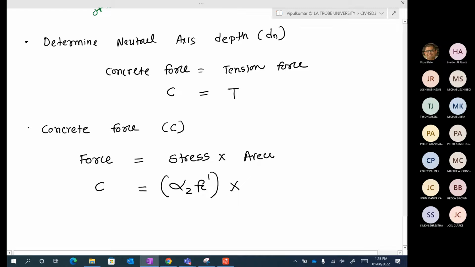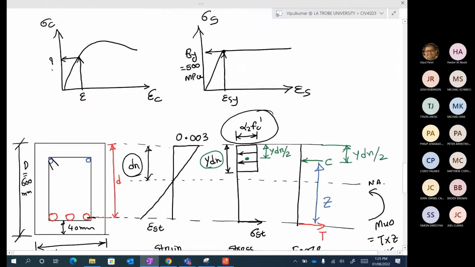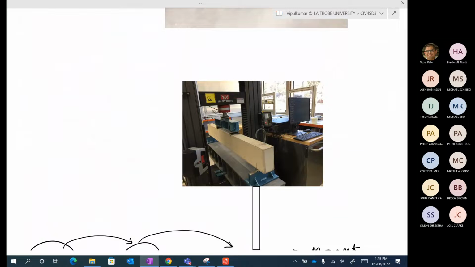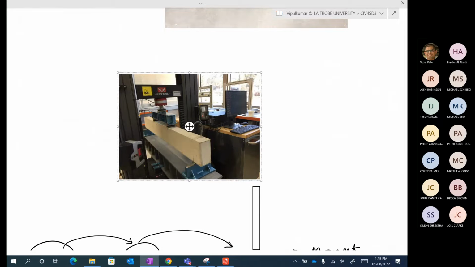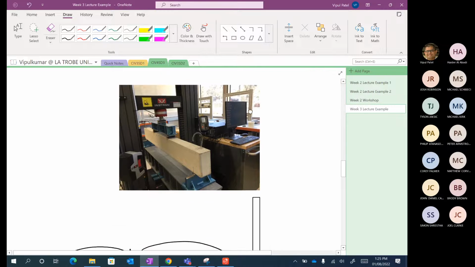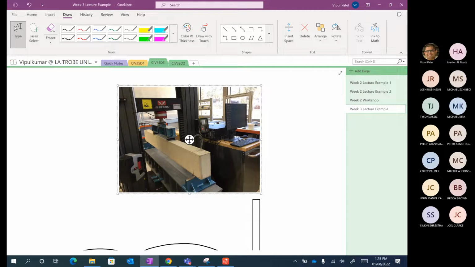Now the area. For the area, I need to explain it using these figures. Look, this is the figure, I think this is the beam test we're going to do. So for example, in here, if I draw this one in red and just make it a little bit bigger, this one.